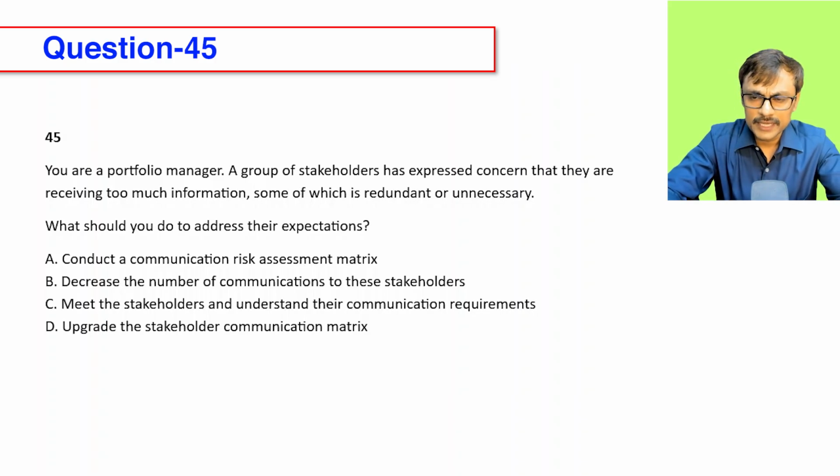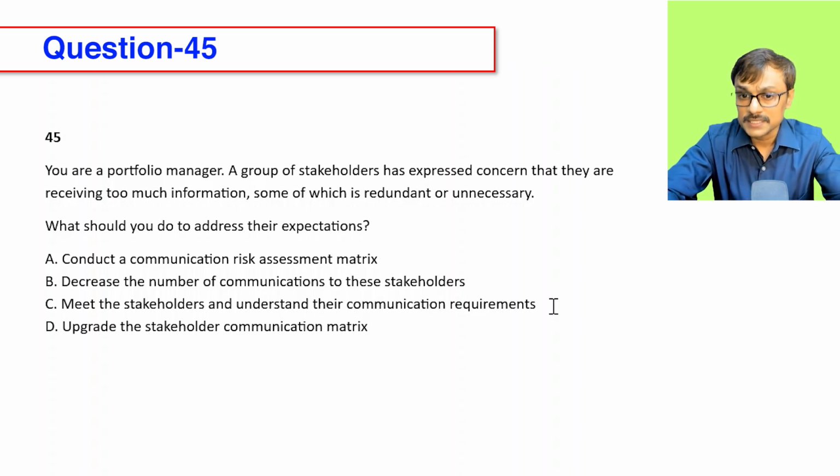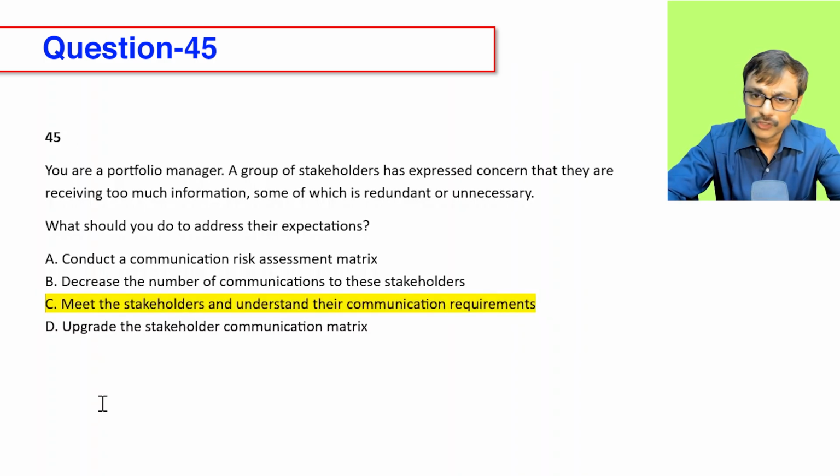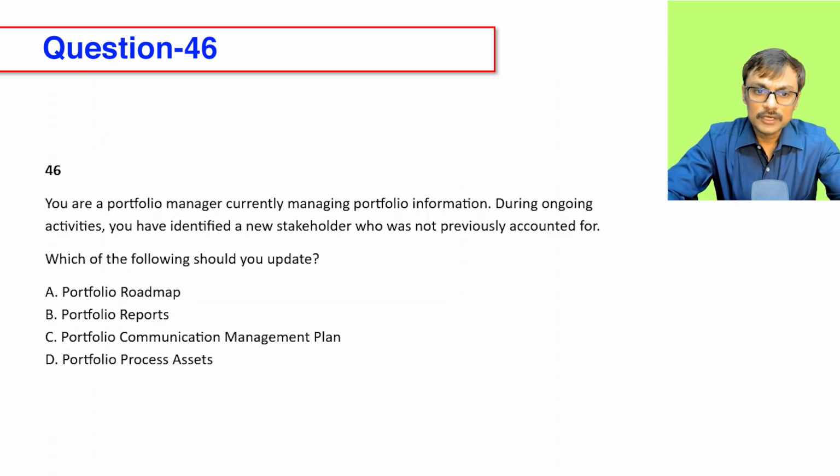B is just saying that we will decrease. D is keeping it a little open and saying, as per the requirements, we probably will change our communication matrix. You should be discussing and listening first before you do anything. That's a general mindset which you follow for any PMI exam, and that is true for your PfMP exam as well. Question number 46. You are a portfolio manager currently managing portfolio information.